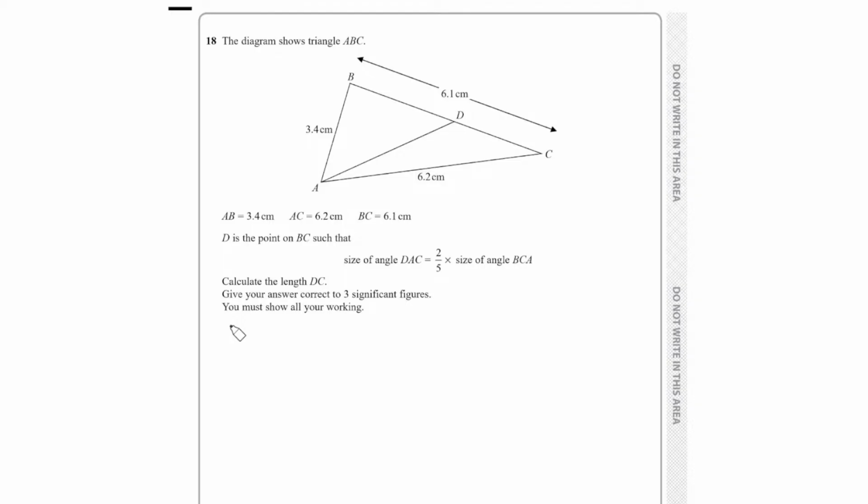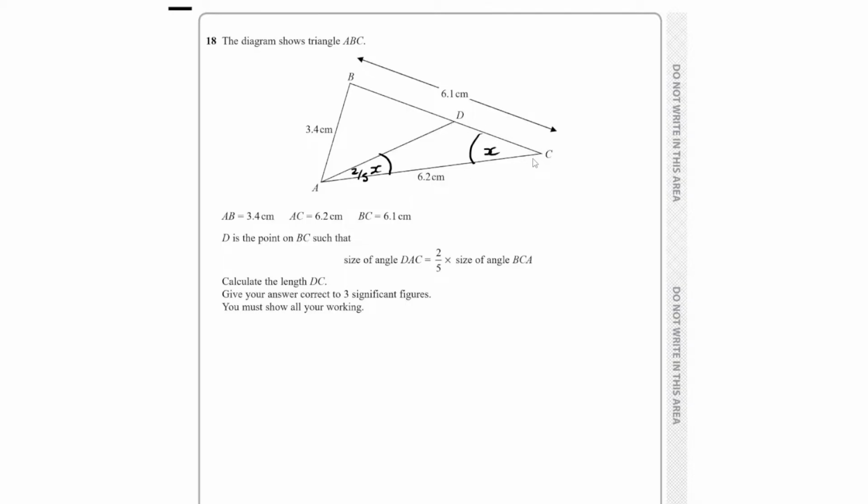That's the problem. So we've got the diagram shows triangle ABC. They've obviously labelled AB, AC, and BC. D is the point on BC such that the angle DAC, so let's find that, that's this one, is equal to 2/5 of the size of the angle BCA. So if you want to, I would say that's X. This one is therefore 2/5 X, or some version of that, just so that I can remember it. Calculate the length of DC, so this one here.